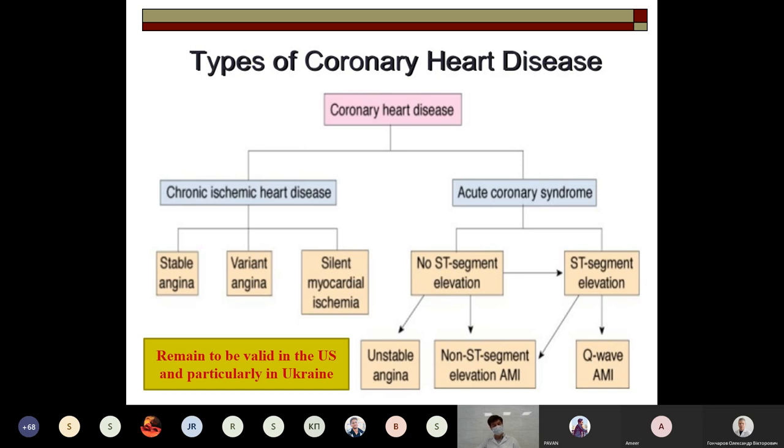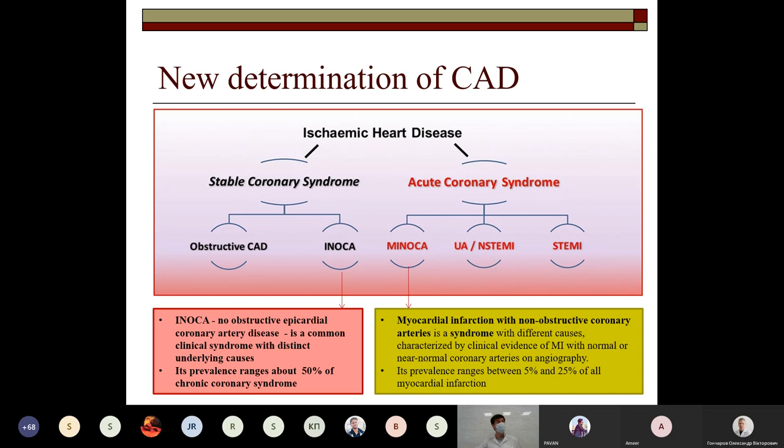According to these types of coronary heart disease, stable coronary heart disease should be divided into three groups: the patient having stable angina, the patient having variant angina, and the patient having silent myocardial ischemia. But today, we have the new approach. We determine CAD as the combination of two big conditions, acute coronary syndrome and chronic coronary syndrome.